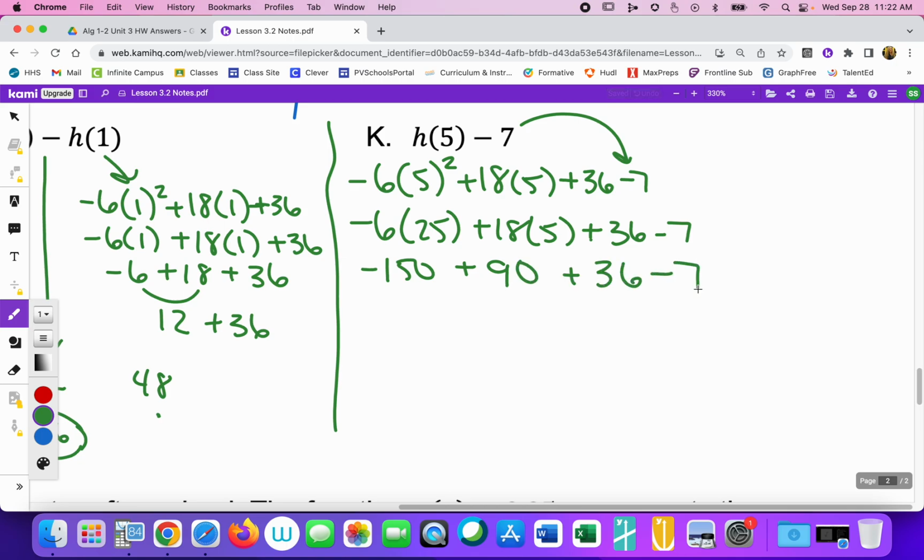Again, if all you have left is addition and subtraction, go from left to right. Negative 150 plus 90, just these two. Negative 60. Negative 60 plus 36 is negative 24. Negative 24 minus 7 is negative 31.